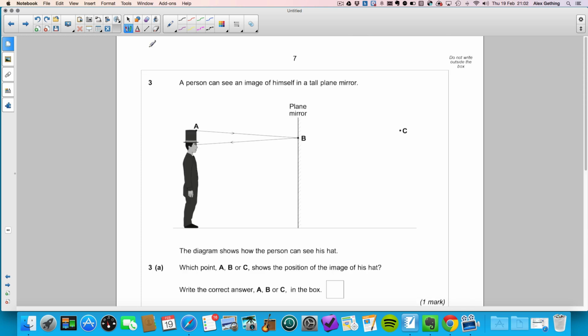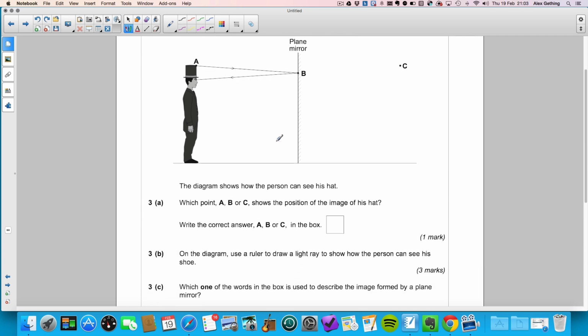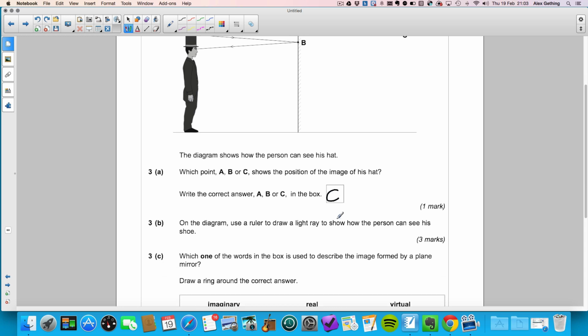Question 3. A person can see an image of himself in a tall plane mirror. Okay, so we've got the top of the hat labelled A, the point where it actually meets the mirror and reflects back is called B, and then the focal point beyond is called C. The diagram shows how the person can see his hat. Which point A, B or C shows the position of the image of his hat? Write the correct answer, A, B or C, and hopefully you can see that the image is going to be part C over there.